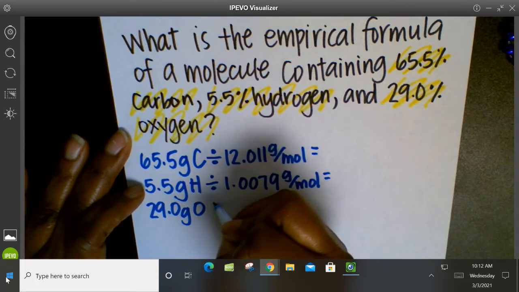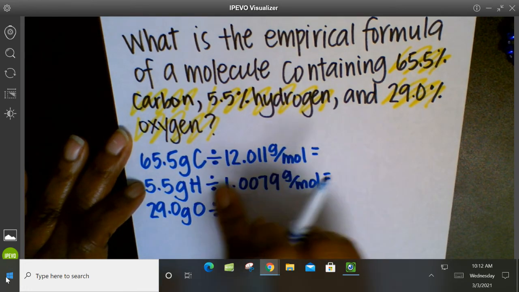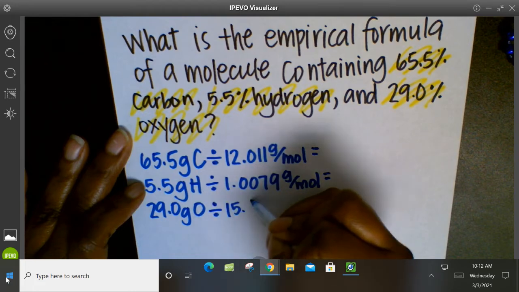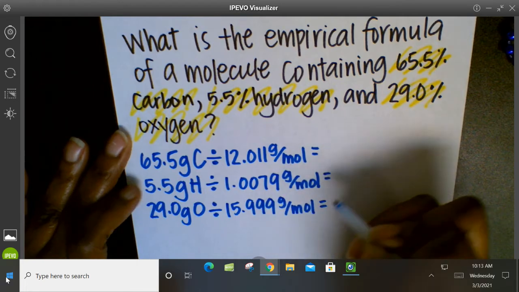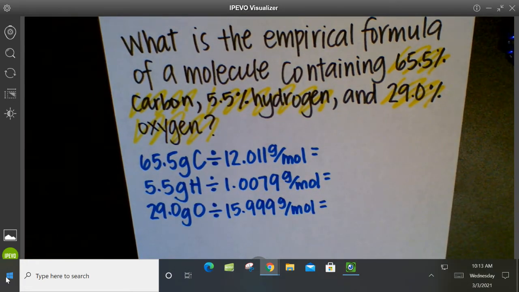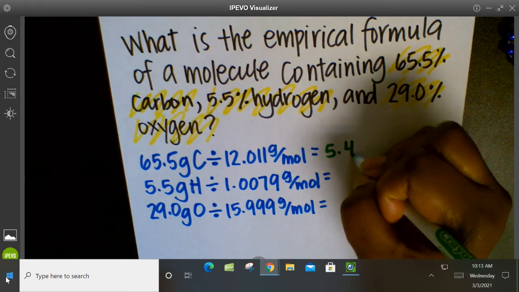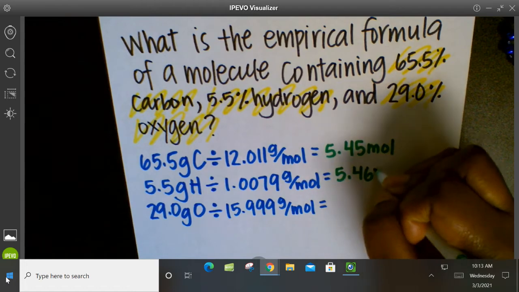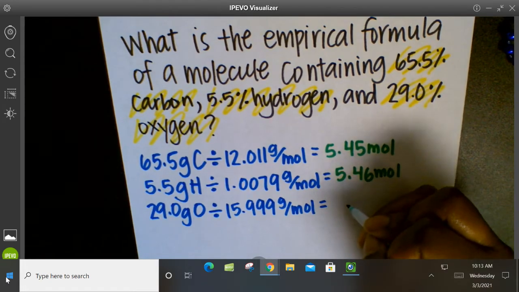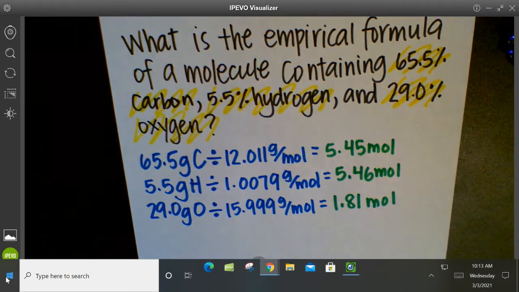Okay. And so here are our molar masses of these substances respectively. This is carbon, hydrogen, and then now we have oxygen. Okay. And so when we divide by our molar masses, we get our moles, and our answers are 5.45 moles of carbon, 5.46 moles of hydrogen, and 1.81 moles of oxygen.